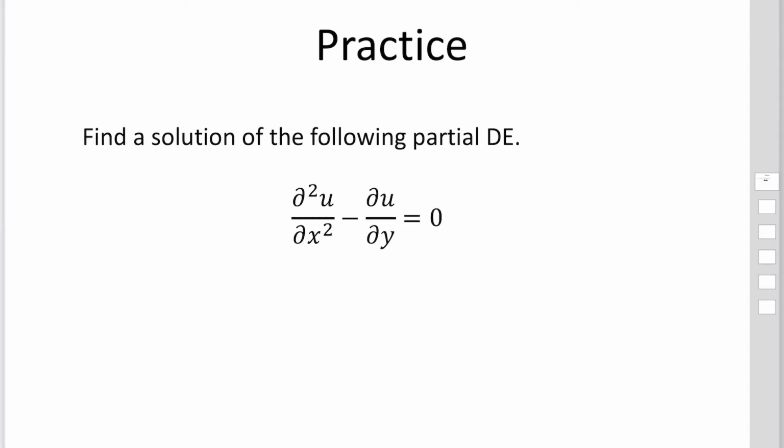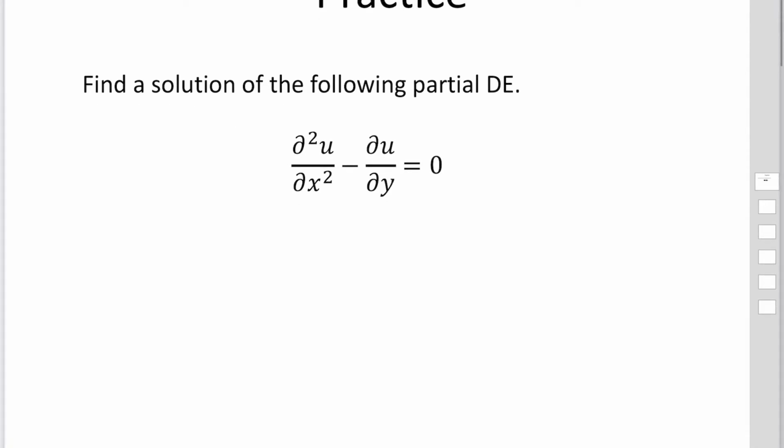In this practice, find the solution of the following partial differential equation: the second partial derivative of u with respect to x minus the first partial derivative of u with respect to y equals 0. We use the separation of variables method.